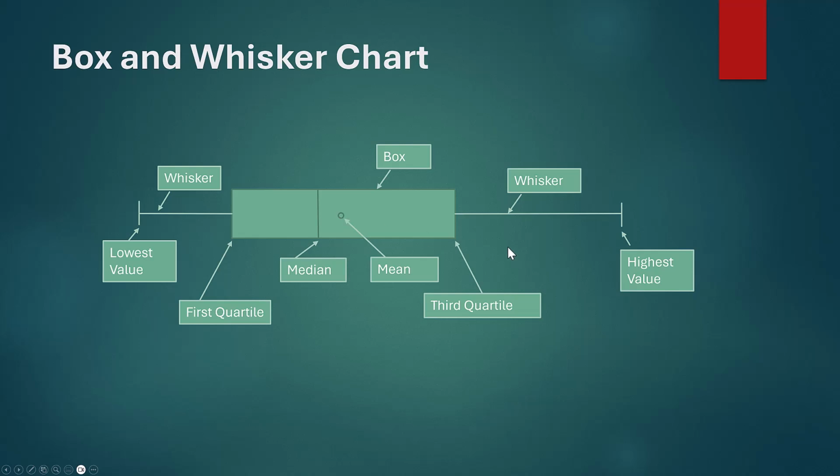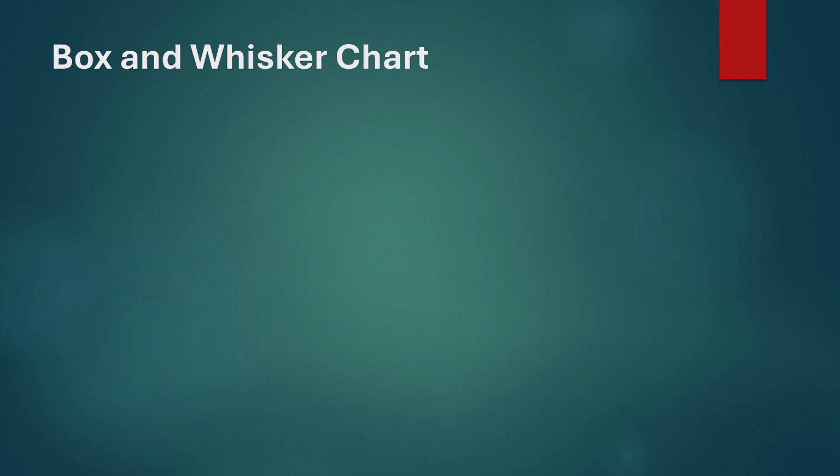Also note that in this picture, the box and whisker chart is drawn horizontally. We can easily turn it 90 degrees and make it vertical, and it doesn't change anything. The box is still a box, it just looks vertical. In fact, in Excel, when we draw box and whisker charts, we will see them as vertical. So let's draw box and whisker charts for our example data.